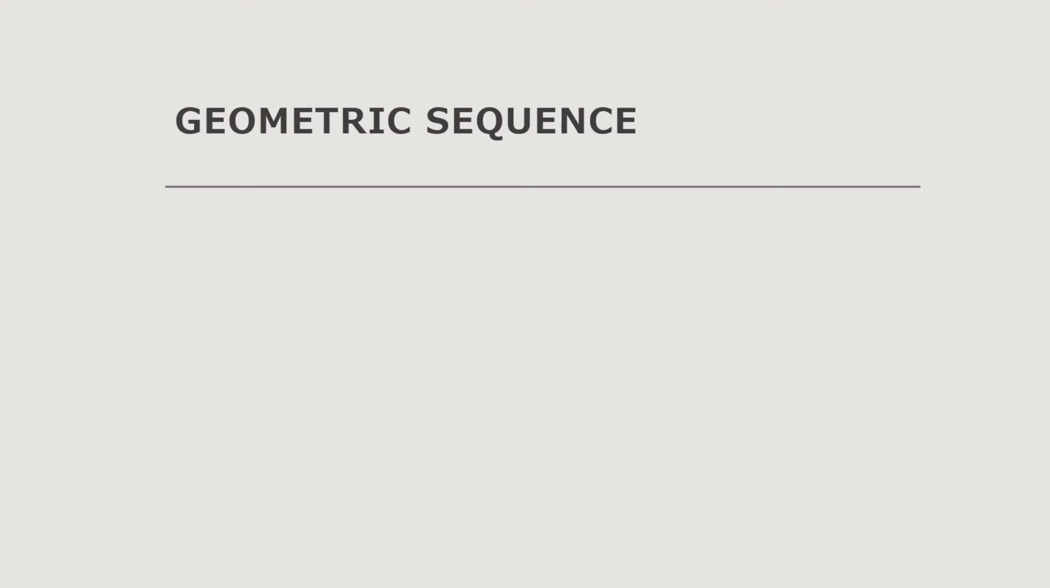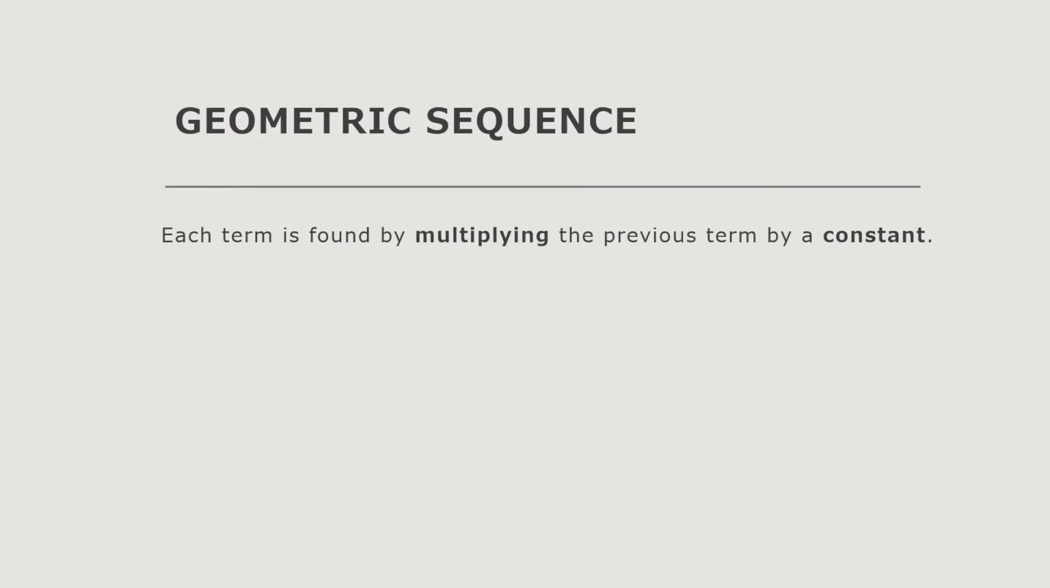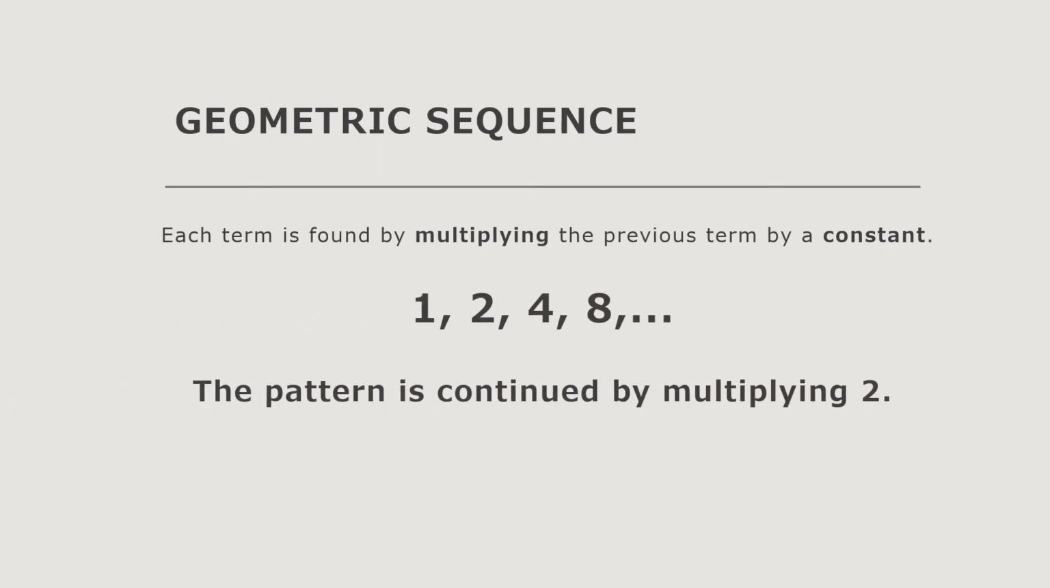Geometric sequence. So, ano nga ba ang geometric sequence? Each term is found by multiplying the previous term by a constant. The pattern is continued by multiplying by 2. So, sa bawat number, mamumultiply siya ng 2. So, 1 times 2 is 2. 2 times 2 is 4. 4 times 2 is 8. And so on.